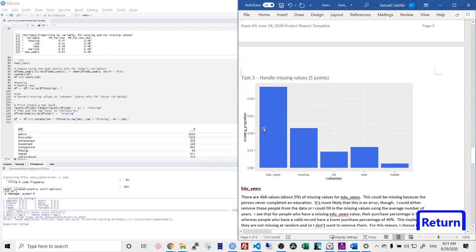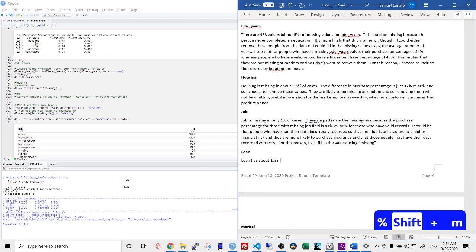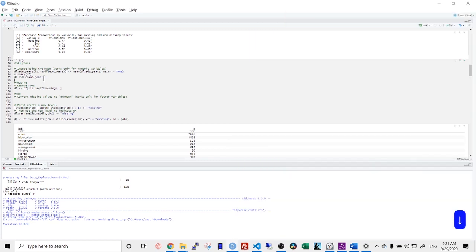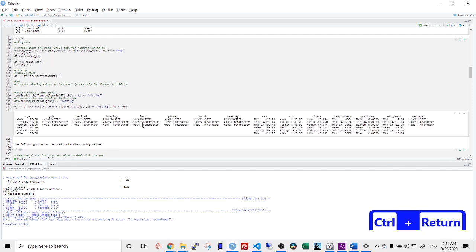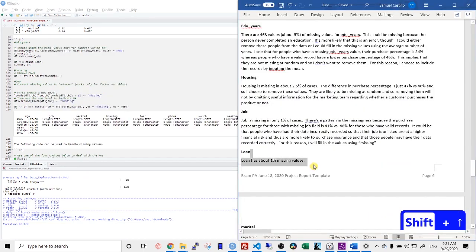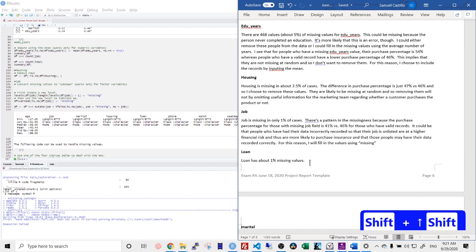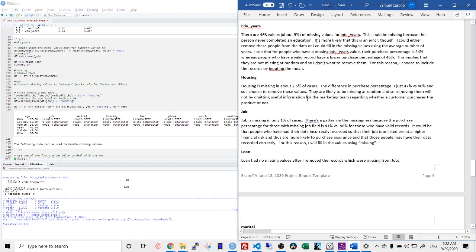So we see that loan has about 1% missing values. And let's just check what those values are. So I'll just do df and then count loan. And I see these are just yes or no. Let's just look again. Oh, it says that loan has no missing values, which is excellent. So we can just skip this one. So actually, let's be careful here. Loan had no missing values after I removed the records which were missing from housing. So once I removed the missing values from housing, there were no missing records from loan.